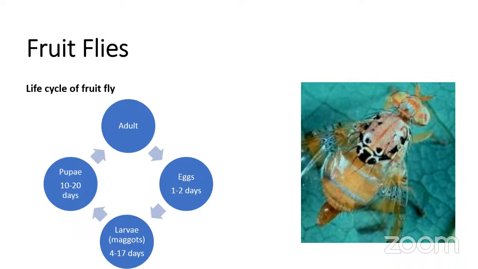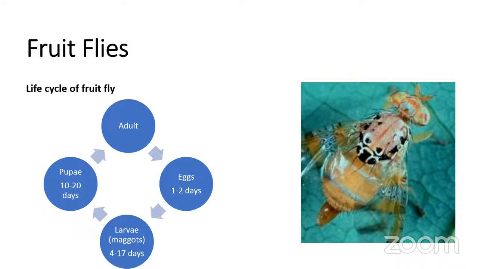Let's briefly look at the life cycle of the fruit fly. The male adult and the female adult will mate. And when they mate, the female will lay the eggs. These eggs, like I said, are laid under the skin of the avocado fruit. And within 1 to 2 days, they will hatch into maggots. And in the maggot or larva stage, they will stay between 4 to 17 days. And after 17 days, they will go to the next stage, which is called a pupa.